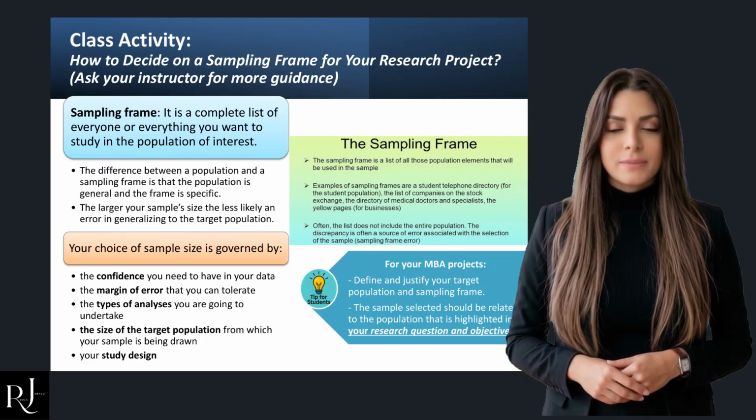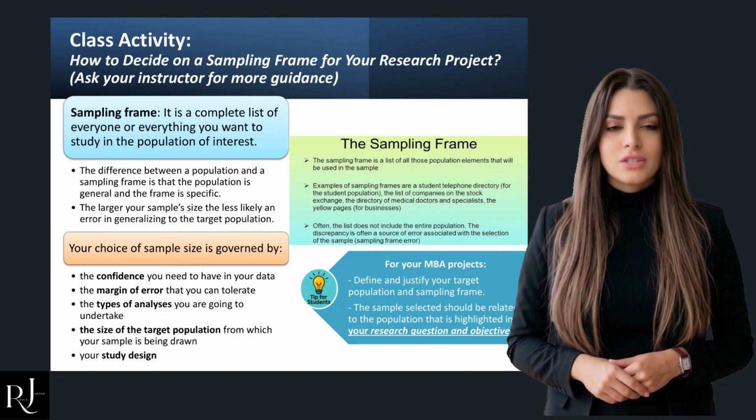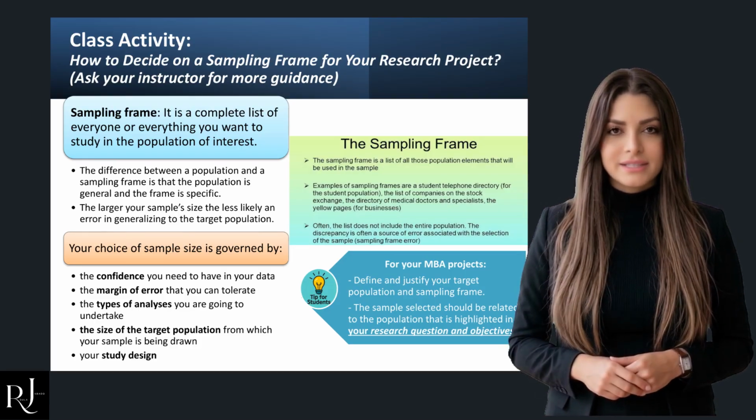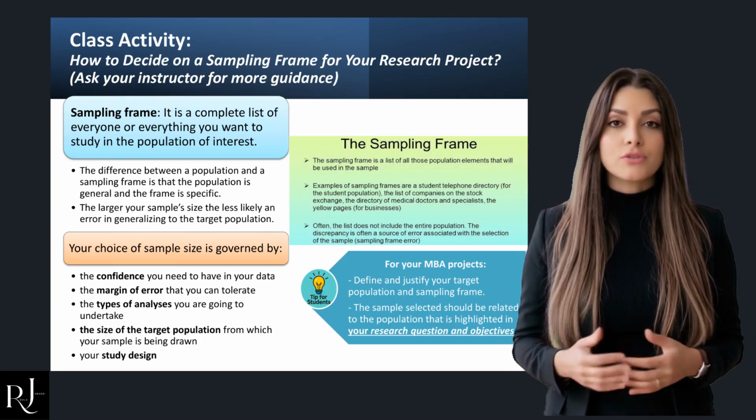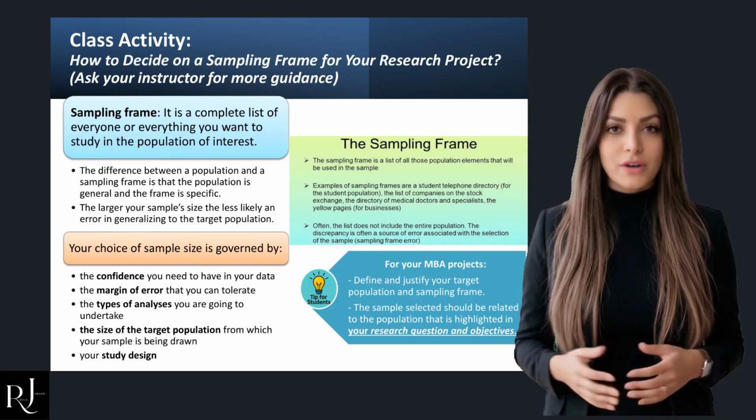Another example could be if you're researching the financial performance of companies. The population might be all companies in a certain industry, but the sampling frame could be a list of companies on a stock exchange. The size of your sample is also vital.